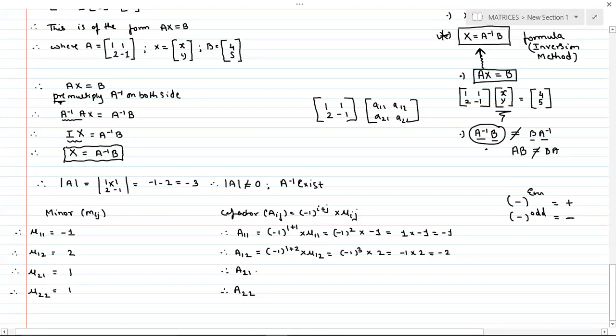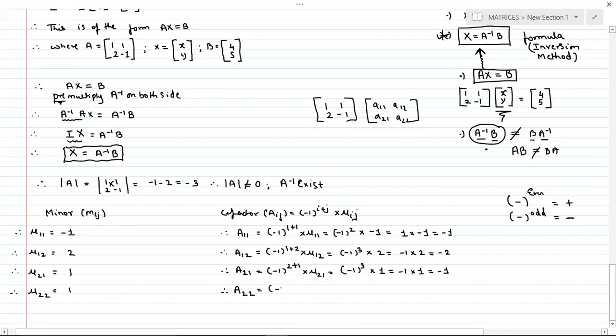-2. So A21 will be -1 raised to 2 plus 1 into M21. So here it will be -1 raised to 2 plus 1, again it is 3, into 1. So -1 cube is -1 into 1 equals -1.